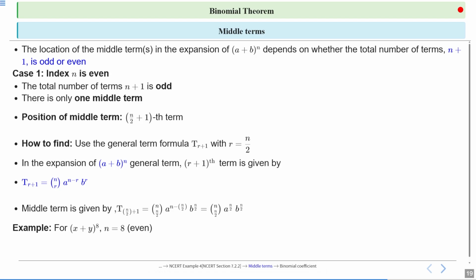Now let's look at an example to clarify our concept. Here we consider the expansion of the expression (x + y) to the power 8, where n equals 8. The middle term is the (8/2 + 1), that is the fifth term, T5.